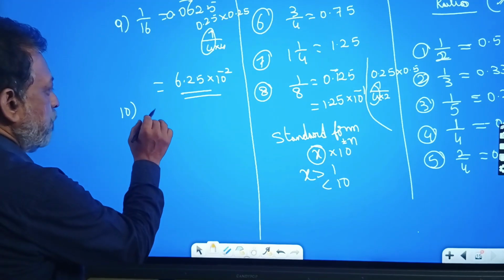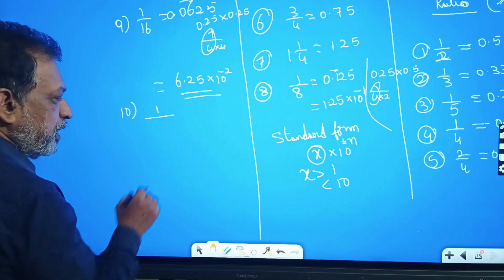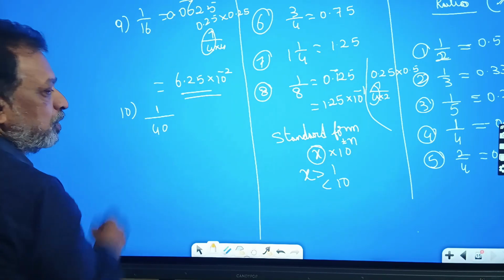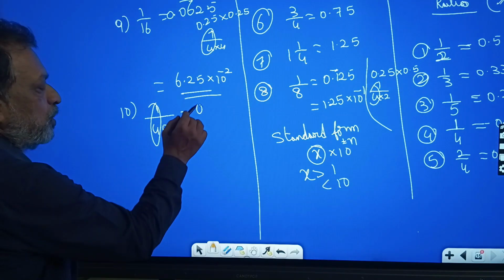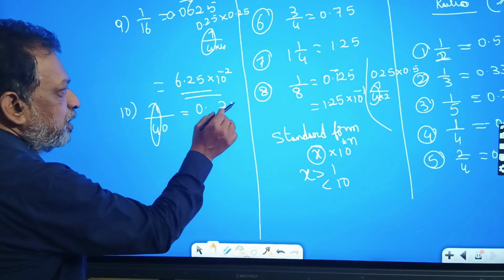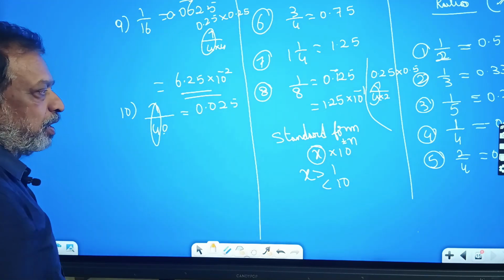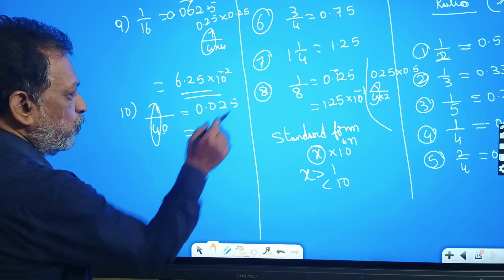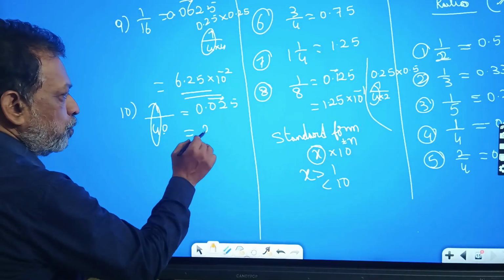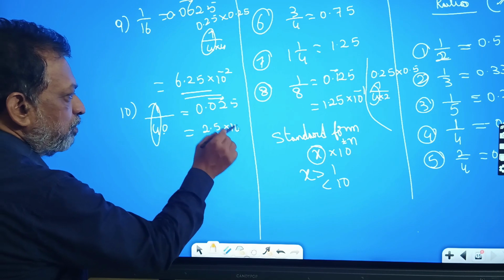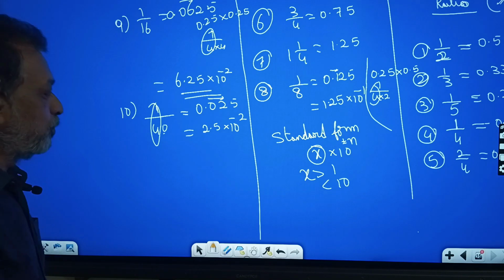Now suppose you take any number, say 1 by 40. So 1 by 4 is what? 0.25, and the denominator 10 is there, so I will put a 0 here. Then that is 0.025. Otherwise you have to move two decimal places, 2.5 into 10 to the power of minus 2. Like this you have to write the standard forms.